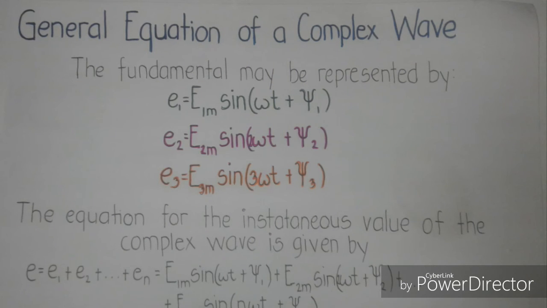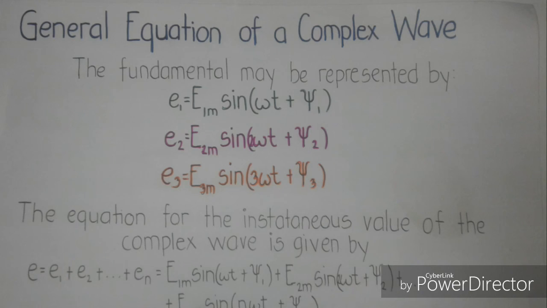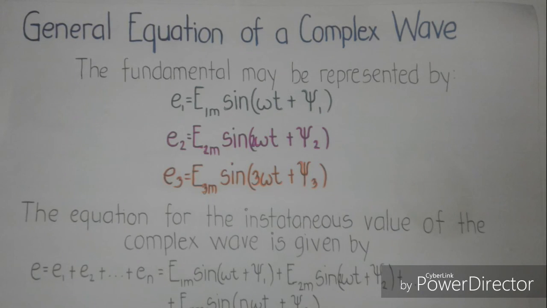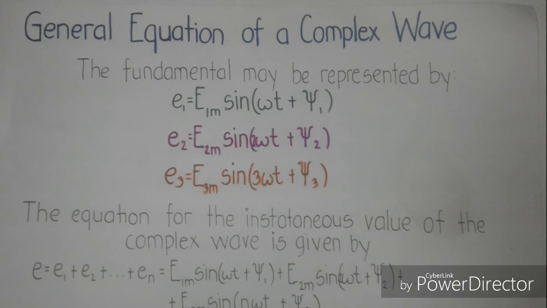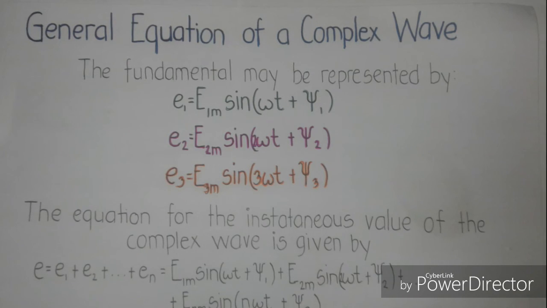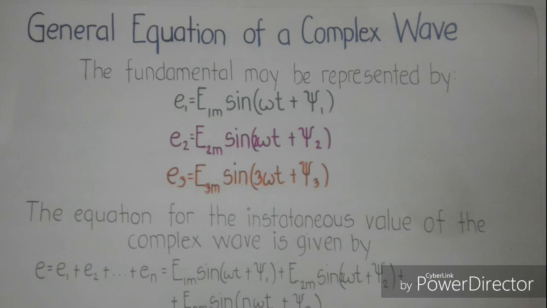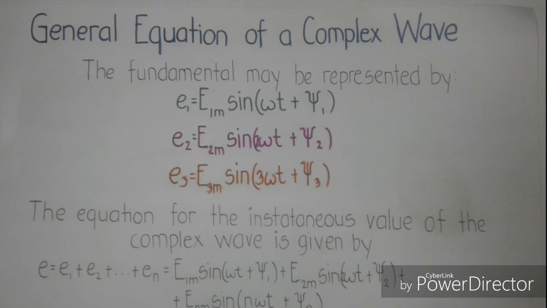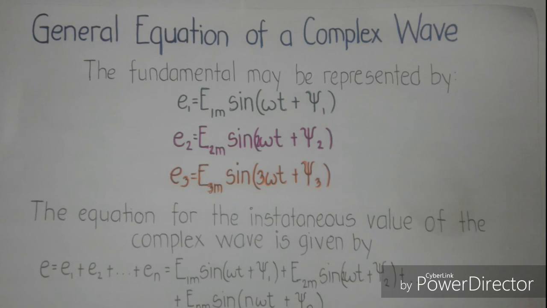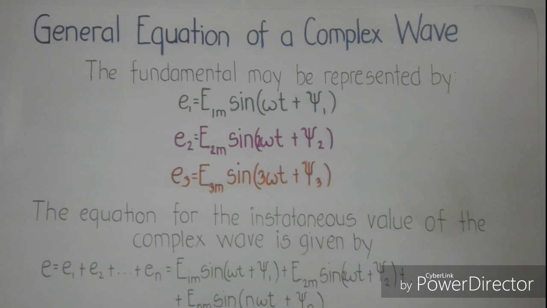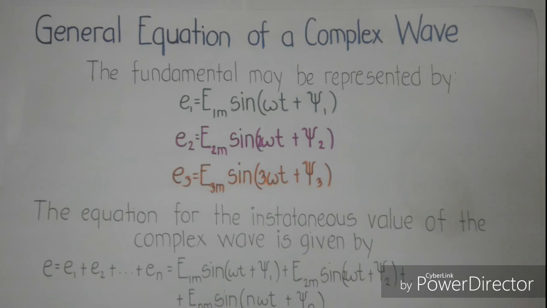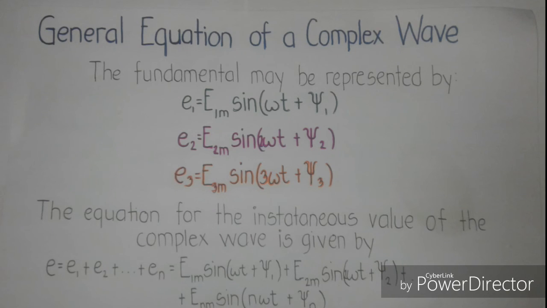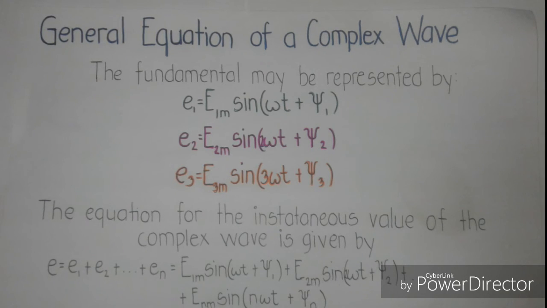General equation of a complex wave. Consider a complex wave which is built up of the fundamental and a few harmonics, each of which has its own peak value and phase angle. The fundamental may be represented as voltage E sub 1 equals E sub 1m sine quantity omega t plus psi sub 1. The second harmonic E sub 2 equals E sub 2m sine quantity 2 omega t plus psi sub 2, and so on.